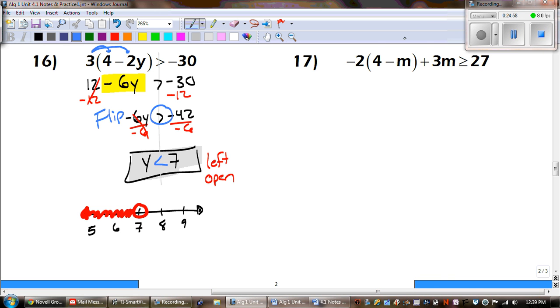Once again, I'm only going to do the first step with you. Now, the first thing that we need to do is we're going to distribute. So we have negative 2 times 4 is negative 8. Negative 2 times negative m is a positive 2m. Plus 3m is greater than or equal to 27. Okay, so see if you need to combine any like terms and then solve using SADMAP. Good luck.